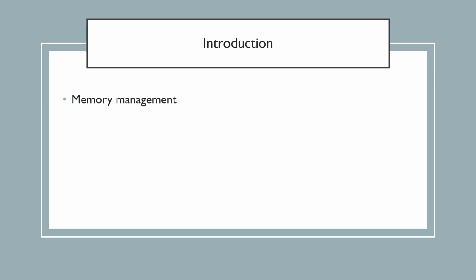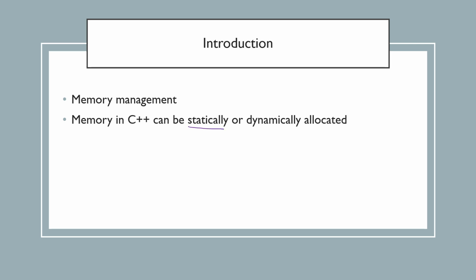In C++, you can statically allocate memory or you can dynamically allocate memory. Static memory allocation is done when you declare a variable. So if you say int x, that is allocating memory, and you are saying that I need a piece of memory the size of an integer, and I'm going to call it x.